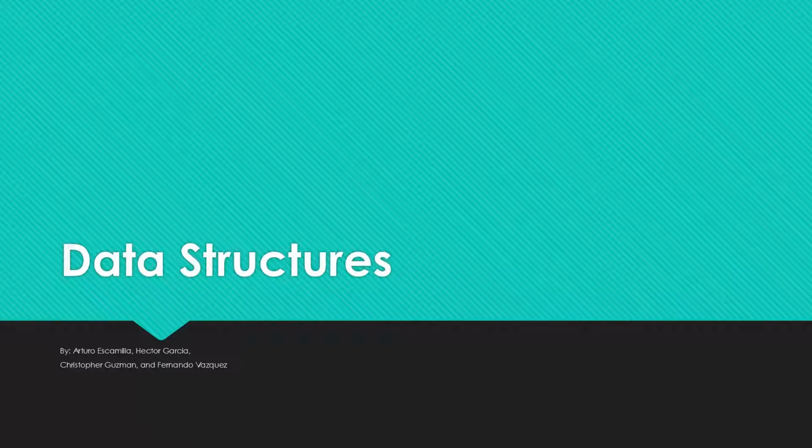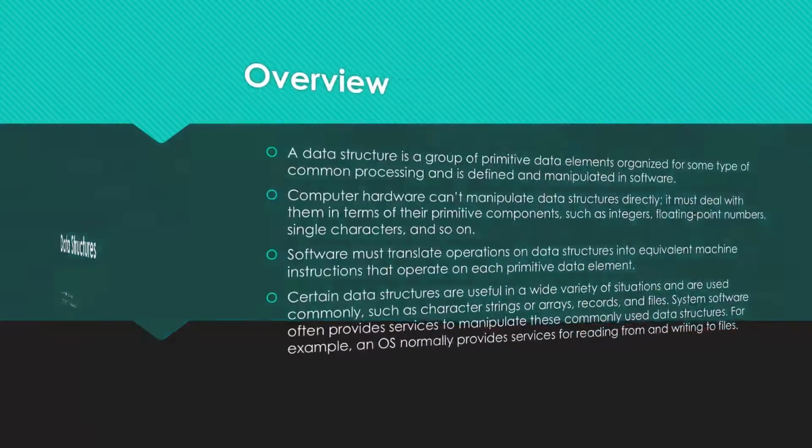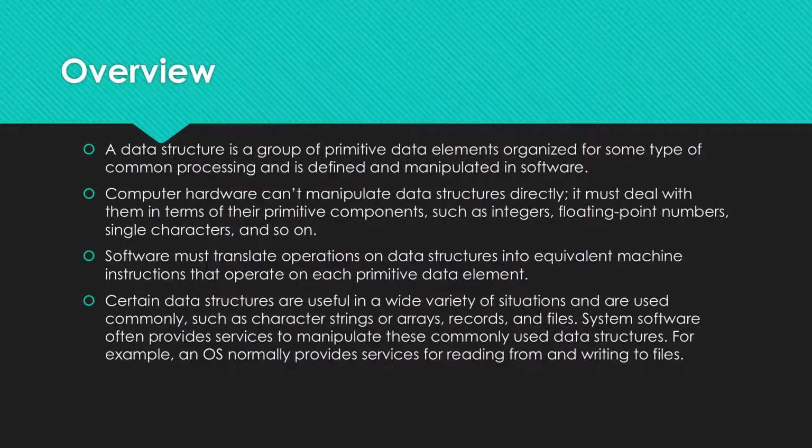We're going to be talking about data structures. Overview. A data structure is a group of primitive data elements organized for some type of common processing and is defined and manipulated in software. Computer hardware can't manipulate data structures directly. It must deal with them in terms of their primitive components, such as integers, floating point numbers, single characters, and so on. Software must translate operations on data structures into equivalent machine instructions that operate on each primitive data element.